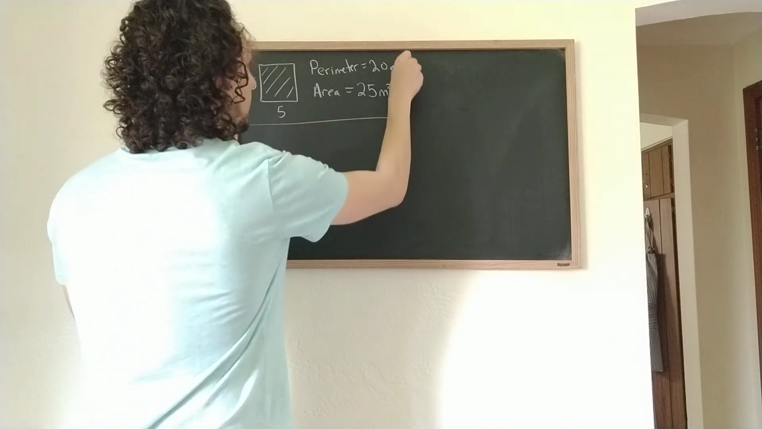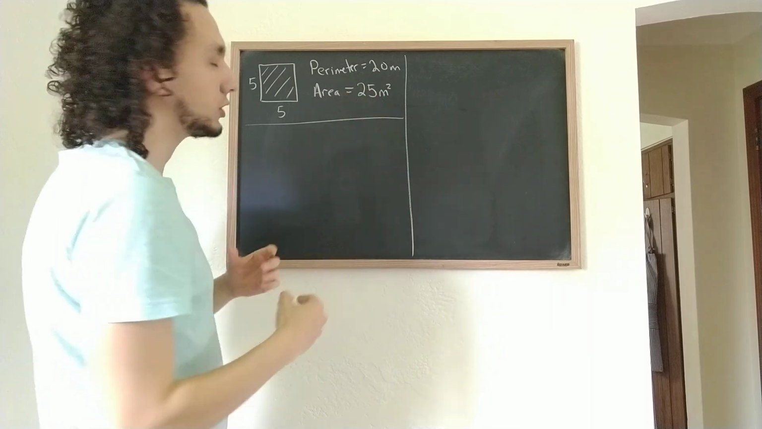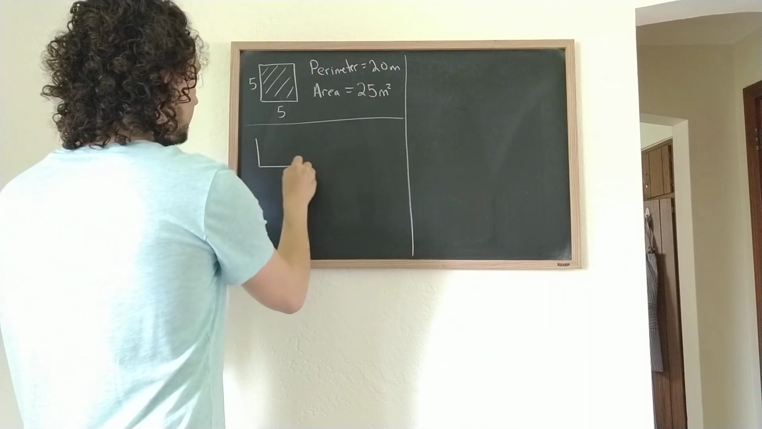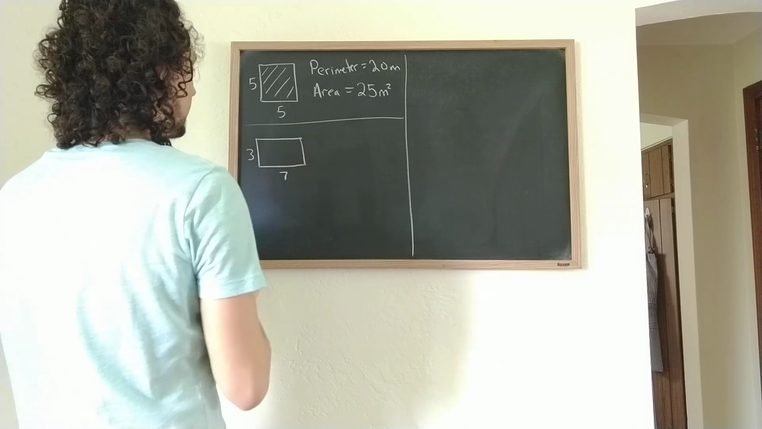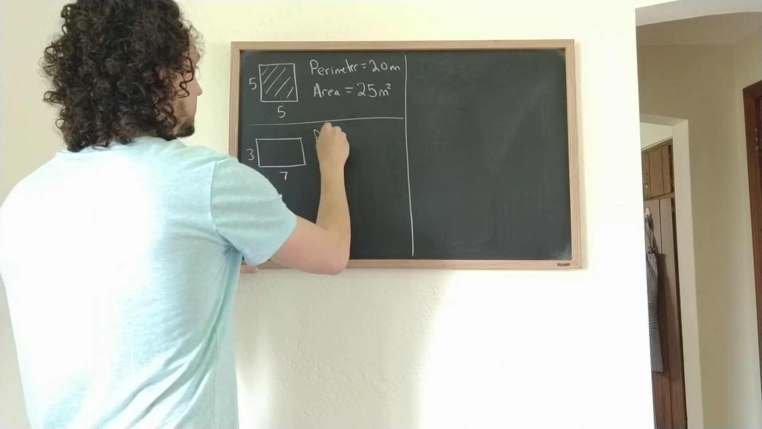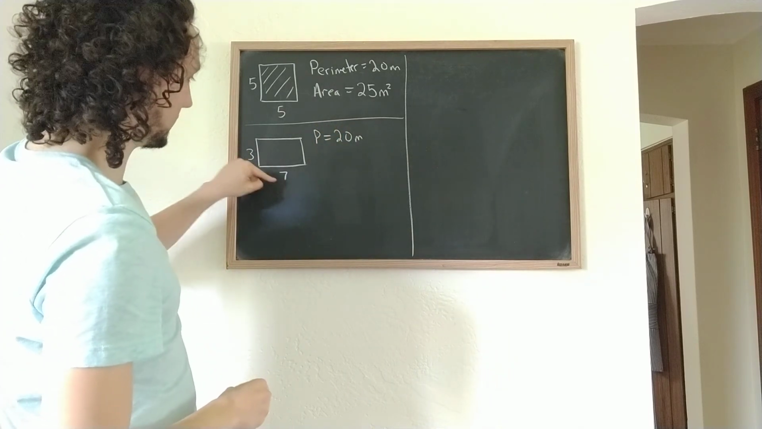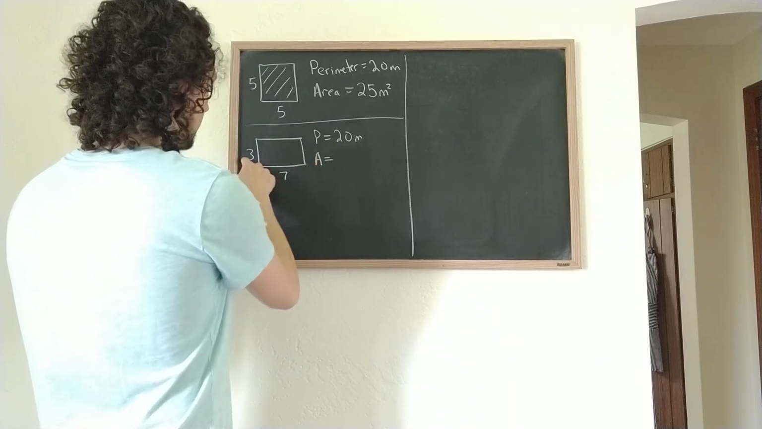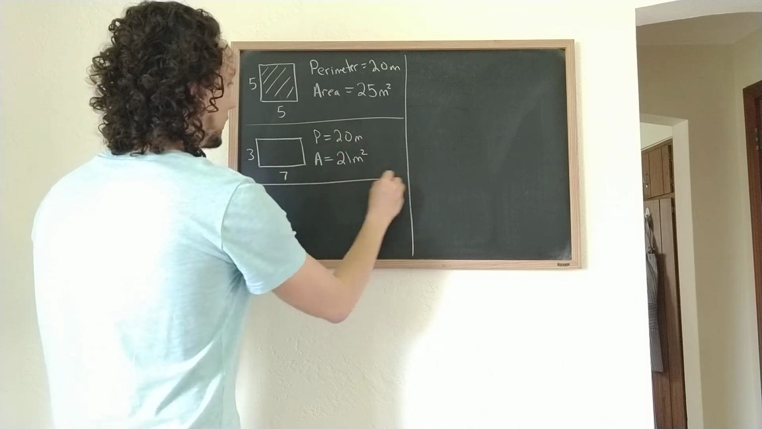By contrast, we could have taken that same 20 meters of fencing and sectioned off a different, rectangular area. For example, we could have done a 3 by 7 meter area, in which case the perimeter remains 20 meters, right? 3 plus 7 plus 3 plus 7. But now the area is 3 times 7, which is 21 meters squared.